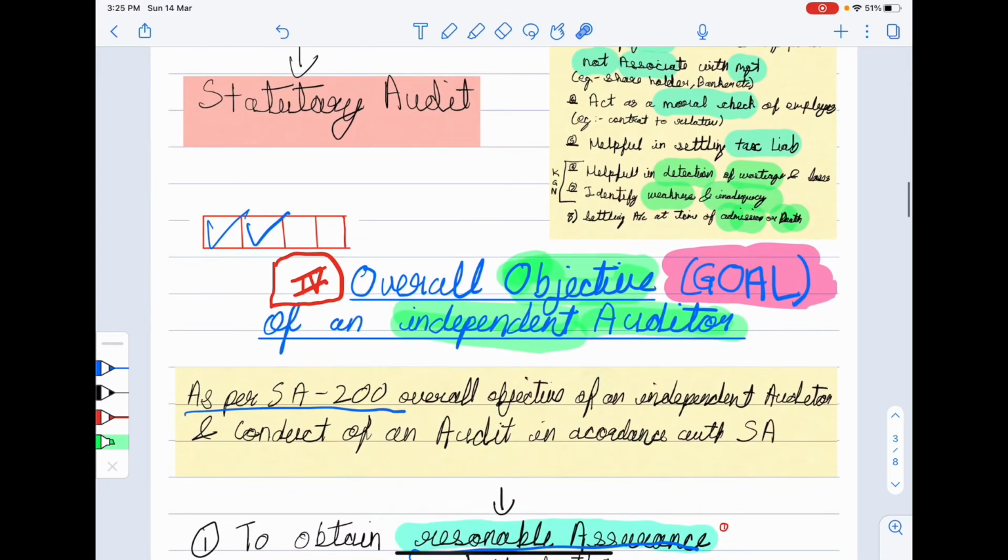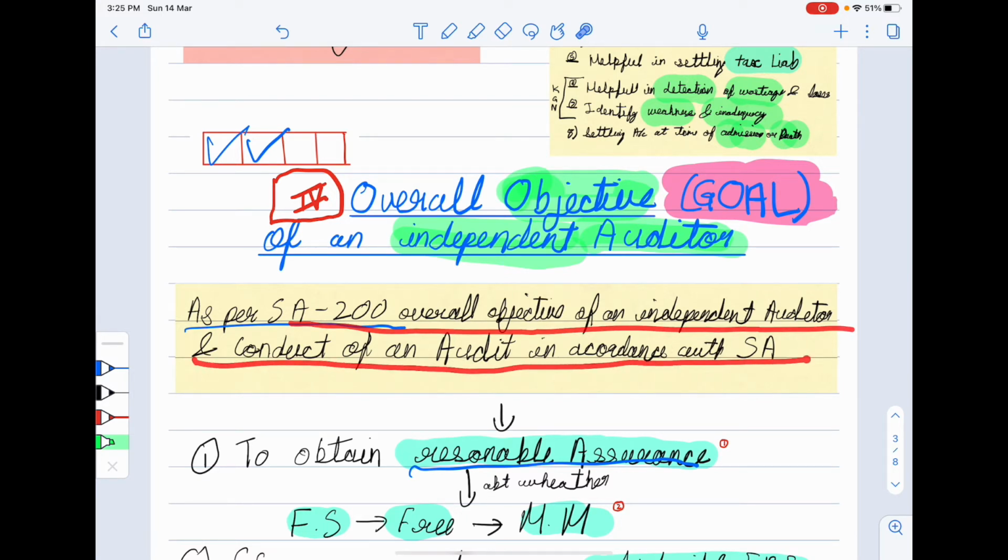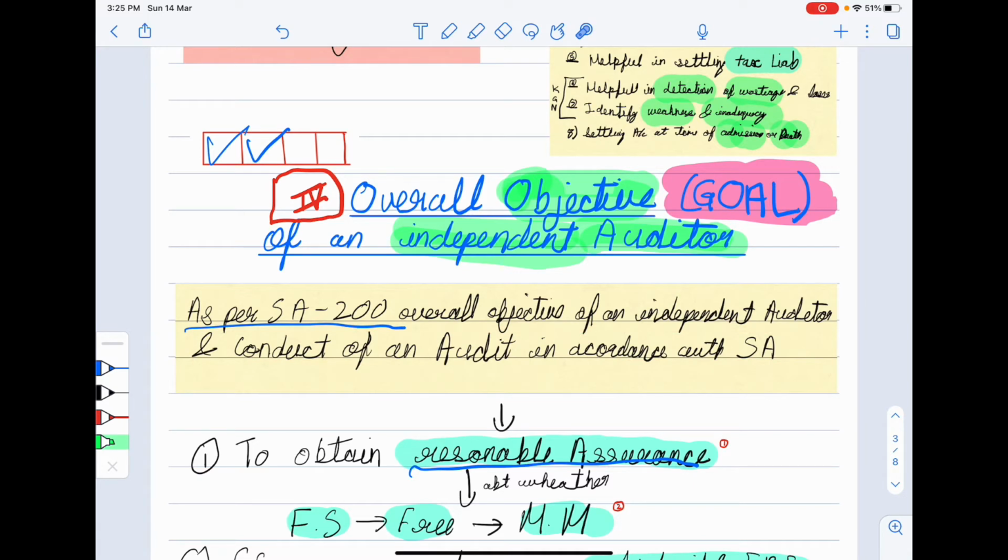Okay, now let's understand the overall objective of an independent auditor. The overall objective of an independent auditor is given in SA 200. SA 200 is Overall Objectives of the Independent Auditor and the Conduct of an Audit in Accordance with Standards on Auditing. So we can divide SA 200 into two parts. One is the overall objective of an independent auditor, and the second is the conduct of audit in accordance with SAs. So this is the title of our SA 200.